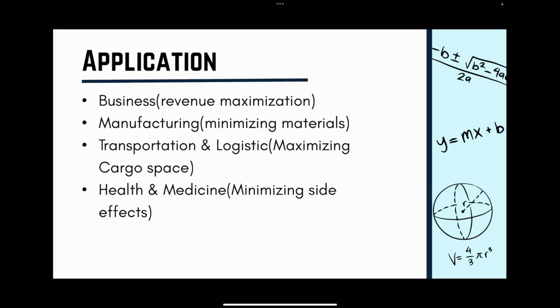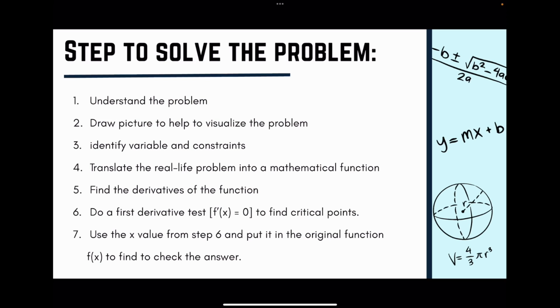Right. So how can you use this in real life? We can use this in business, where we can find the maximum revenue. We can use it in manufacturing to minimize the cost of materials. We can also use it in transportation and logistics to maximize the space of the cargo. And we can also use it in health and medicine to minimize the side effects. So we know how we use optimization in real-life problems. So how do we solve them?